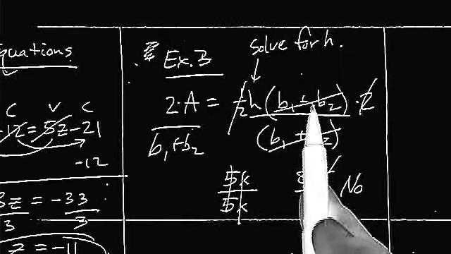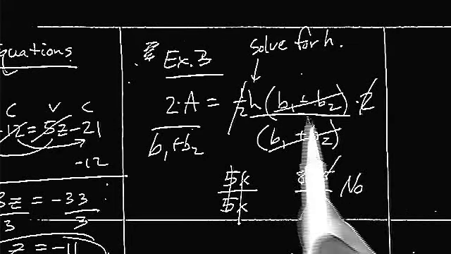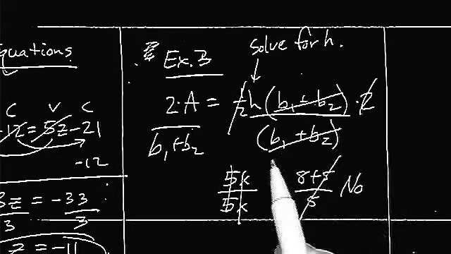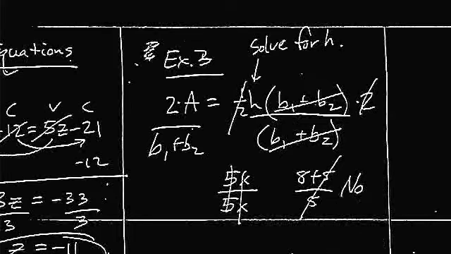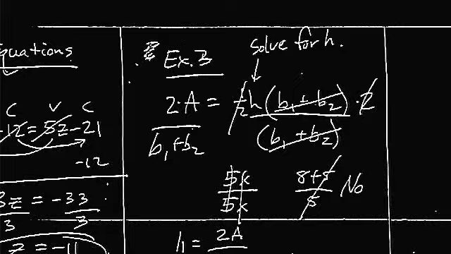So anyway, base 1 plus base 2 cancels with base 1 plus base 2, because those are the factors. It's not the base 1s and the base 2s separately. So h is equal to 2a over base 1 plus base 2.